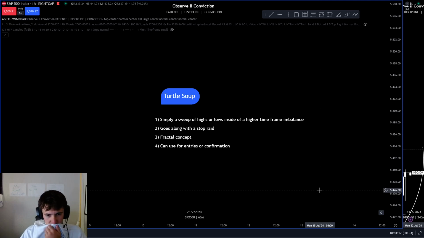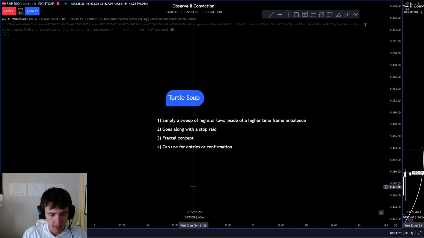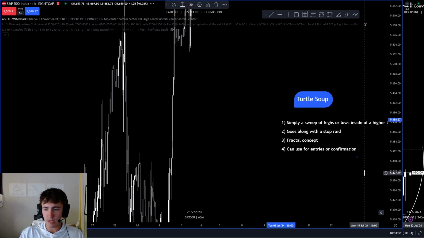All turtle soup is, is a sweep of liquidity inside of a fair value gap or an imbalance. That's all it is. And you can combine a turtle soup with an SMT and a stop run. Those are the most high probability turtle soup setups. You can find a turtle soup on a 4 hour, 1 hour, 15 minute, 5 minute, 1 minute, 30 second, 15 second. It's a fractal concept and price is fractal, so it's on everything. You can also use it for your bias, and the way I use it is as confirmation for my entries.